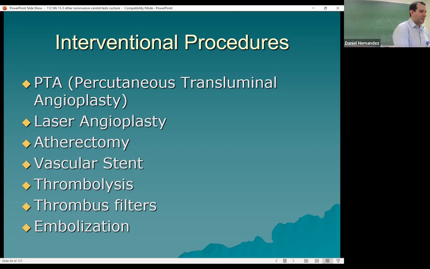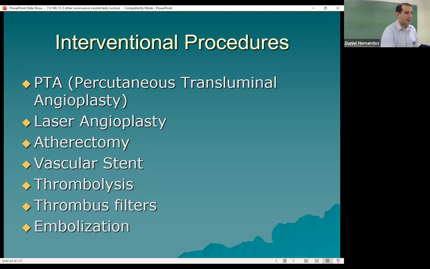We're talking about percutaneous angioplasty, laser angioplasty, and atherectomy. That's the actual mechanical removal of plaque. That's different from your endarterectomy, which is a surgical removal of plaque where they actually have to slice open the vessel and remove it. Atherectomy uses a catheter with a grinder on the end of it that grinds up the plaque and sucks it up. We can also use it for stent placement, thrombolysis, breaking up of thrombus within the vessels, the placement of filters, as well as embolization.